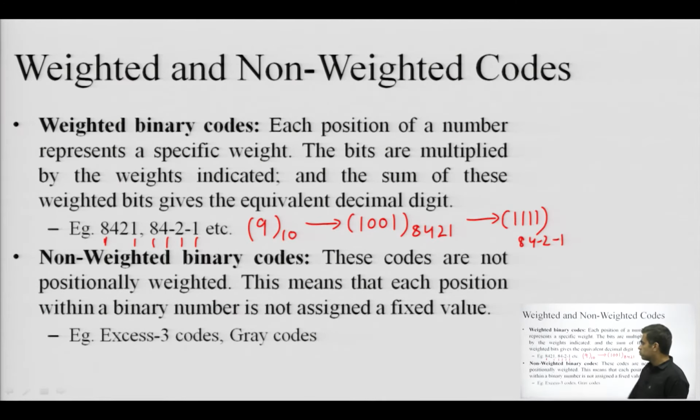Similarly, when we come to the second category, non-weighted binary codes, these codes are not positionally weighted, that means there is no specific weight associated with the bit position. Each position within a binary number is not assigned a fixed value. For example, we have the excess-3 code and the gray code. Now, we will be covering these codes one by one in order of weighted and non-weighted sequence. So, first we will be covering this 8421 code.